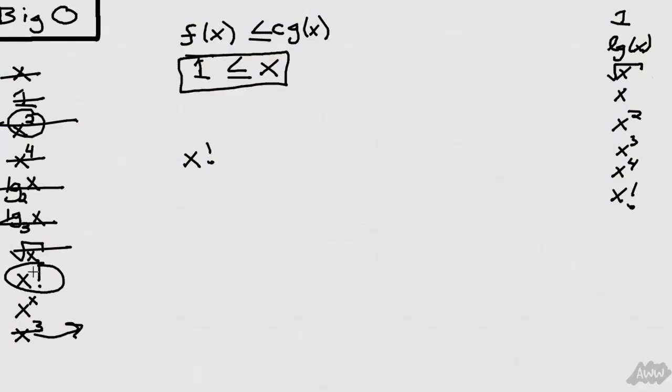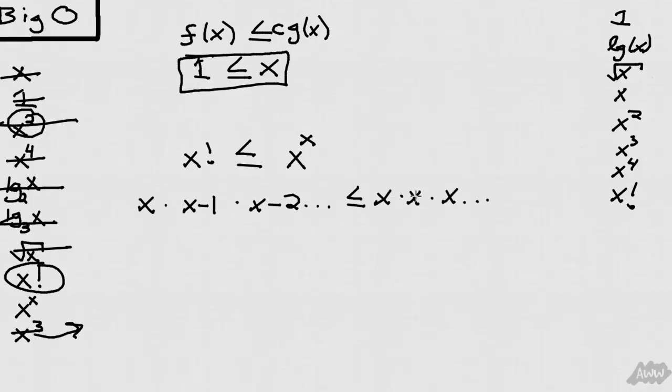And now the question is, is x factorial big O of x to the x? Or is it the other way around? In other words, which equation is bigger? Which one is stronger? I like to look at this one algebraically. So x factorial is x times x minus 1 times x minus 2 times x minus 3 on down. On the other side, we have x times x on down. And on both sides, we have the same number of terms, because this will have x terms, this will have x terms. So the question is, which one is larger?